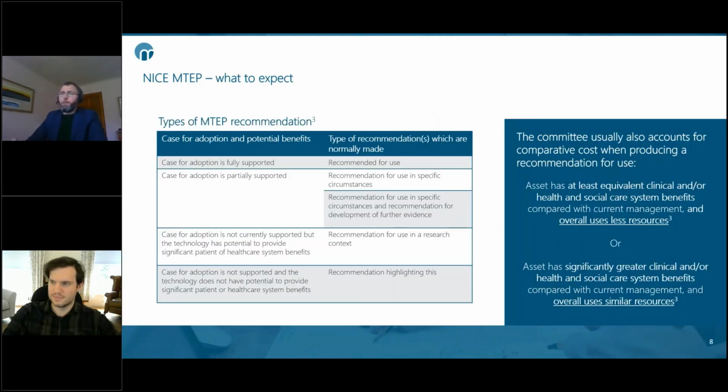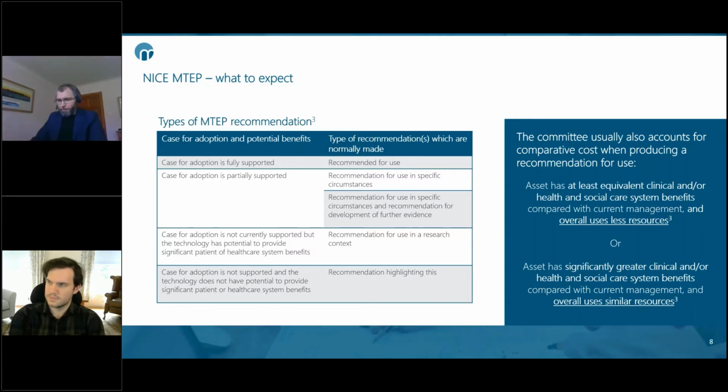What we'd also want to touch on with MTEP is what comes out of it. Why does it really matter? The thing with MTEP is, as I did touch on, relative to a single technology appraisal, these are not legally binding recommendations. It's not the case that if a medtech device is granted a recommendation for use, trusts and hospitals across a given country are then mandated, unless with great reason, to reimburse, procure and provide those assets. That is essentially what is the case in a single technology appraisal situation.